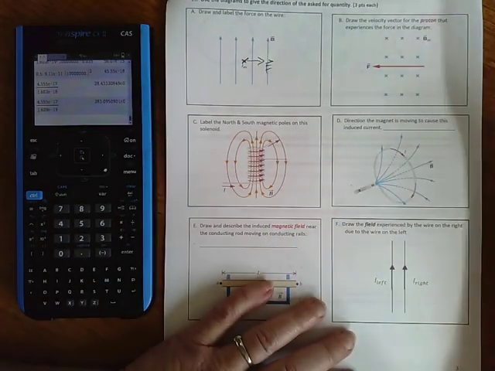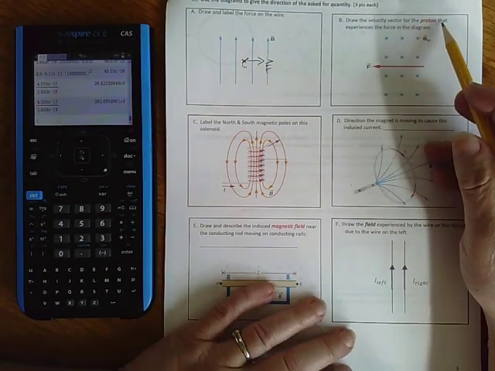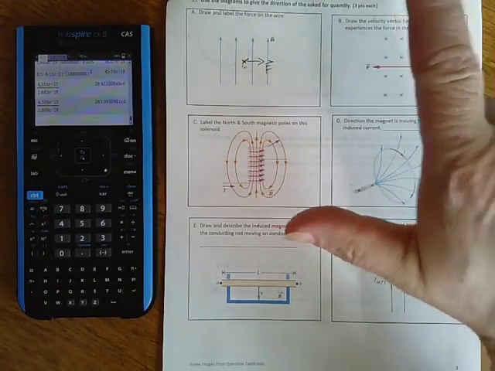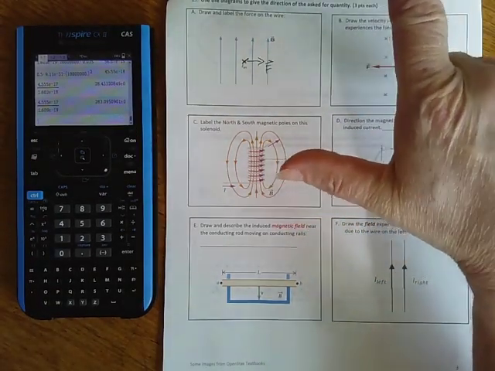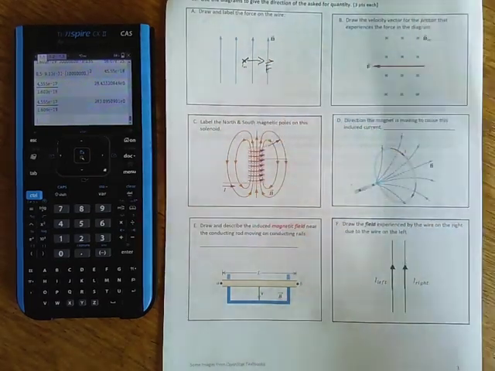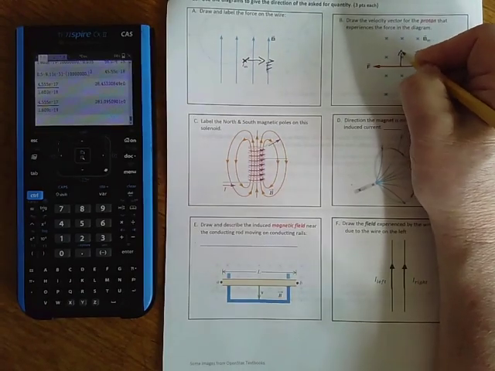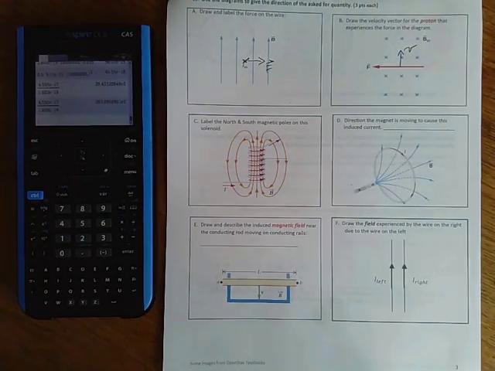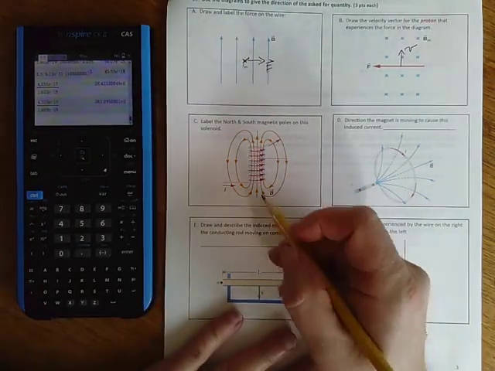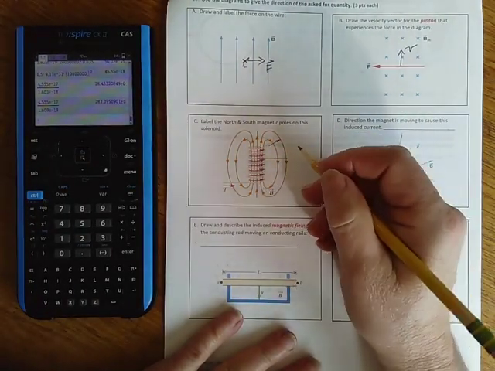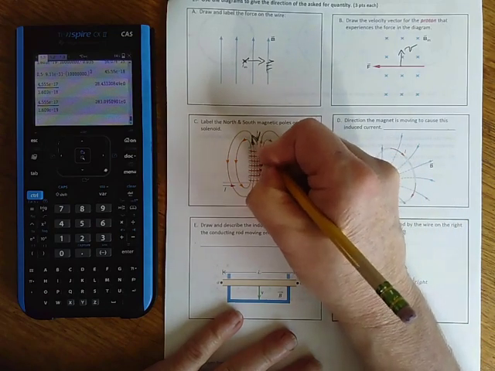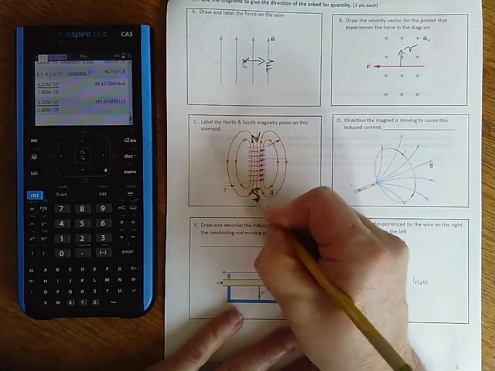Here's another one. Draw the velocity vector for a proton. Where's the force? The force is F, and B is down. So V cross B gives F, so the velocity must be straight up on the page. Okay. Label the north and south magnetic poles on the solenoid. It shows you the fields, so that makes it easy, because the field lines always come out of the north pole and go into the south pole.